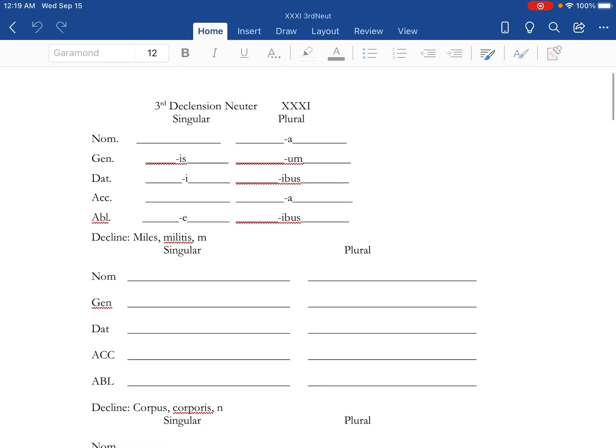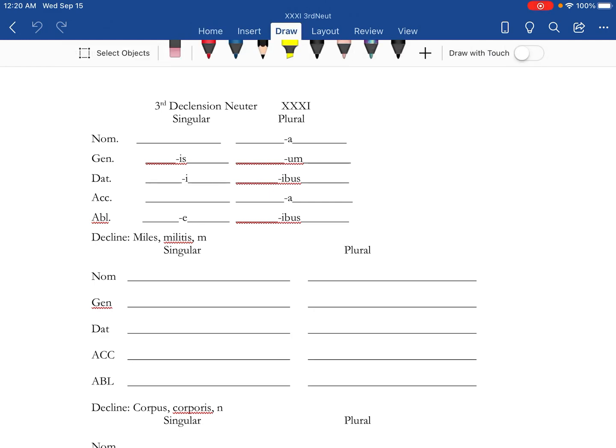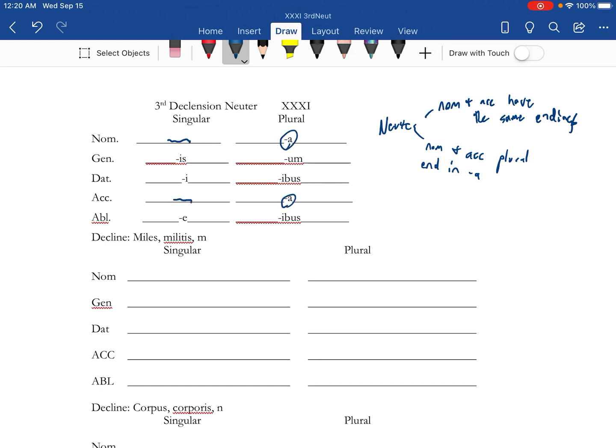All right, what's happening? We're lesson 31. We're working with third declension neuter. Now, neuter, we got two things about neuter. Nominative and accusative have the same endings. Nominative and accusative, boy. Nominative and accusative plural end in A. So this is blank and this is blank. Nominative and accusative the same. Both of these end in A. Sweet.